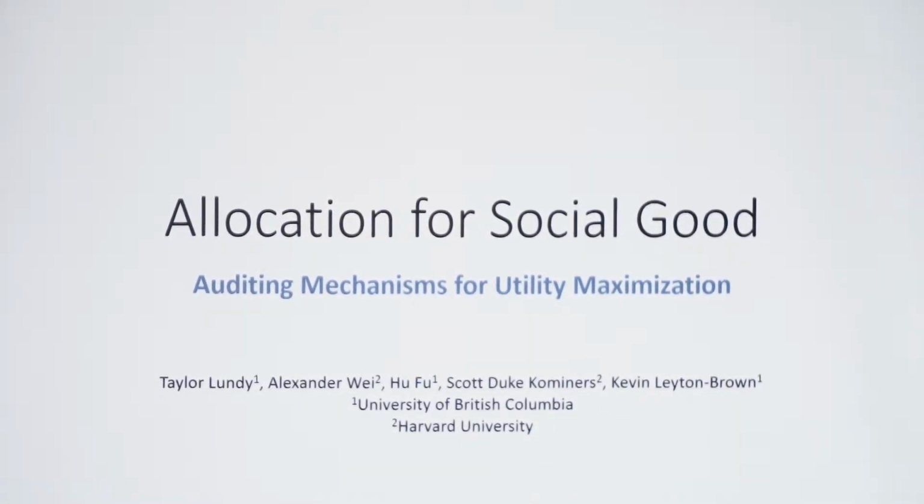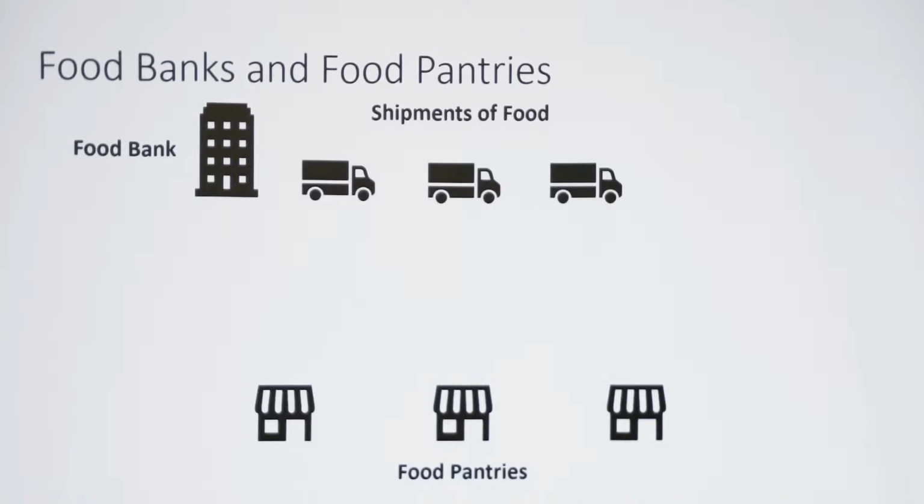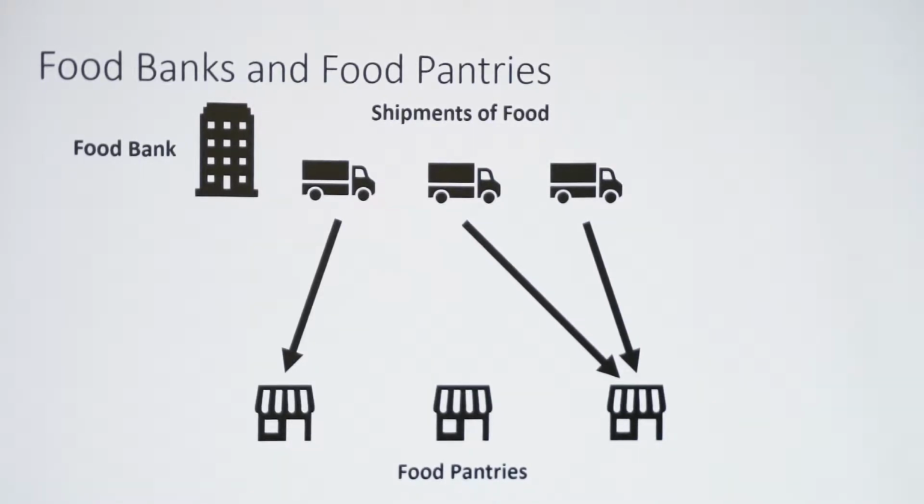The problem I'm going to talk about today takes place in the system of food banks and food pantries. So for those of you who aren't familiar with how the system works, it goes a little like this. There's a series of food pantries which are spread out amongst various communities, and these food pantries are responsible for feeding the public. All these food pantries are usually served by a single centralized food bank. This food bank receives shipments of food from donors, and it faces the problem of deciding how to allocate these shipments of food amongst the food pantries who need them.